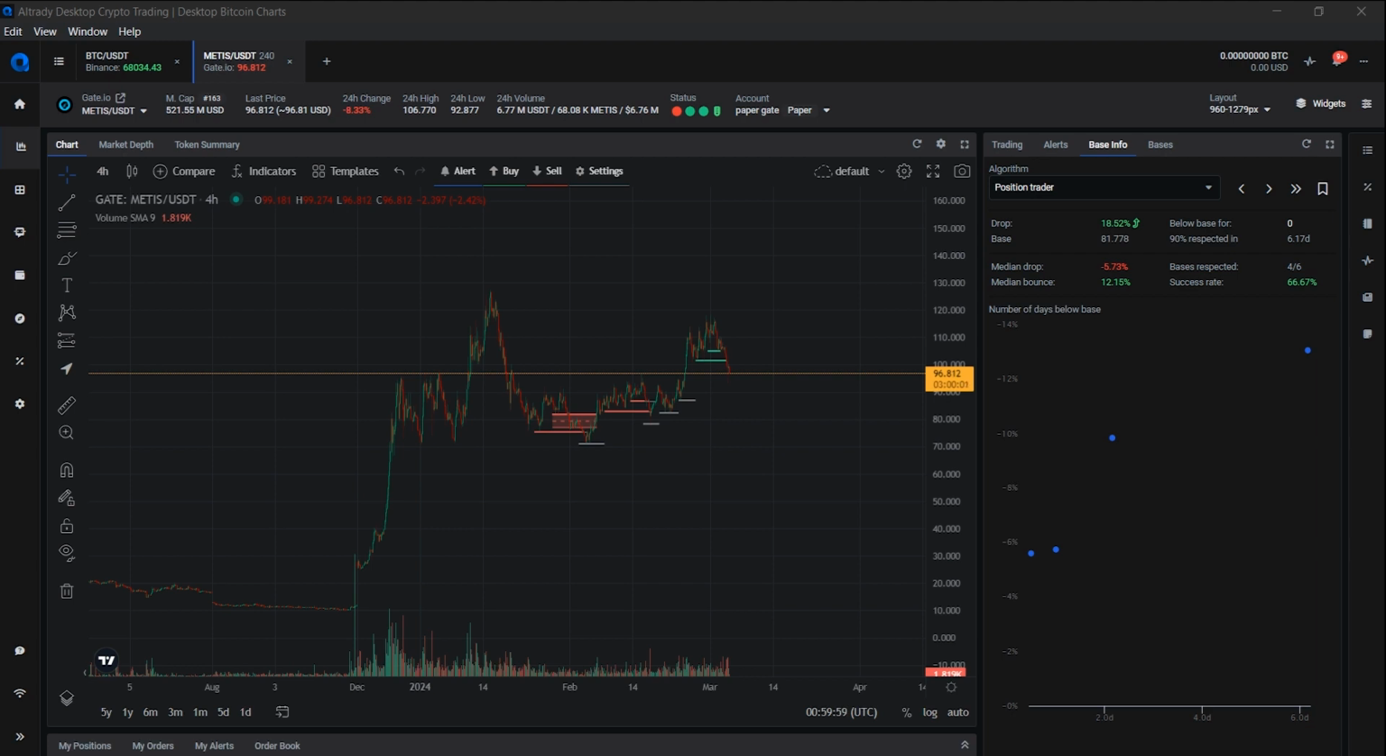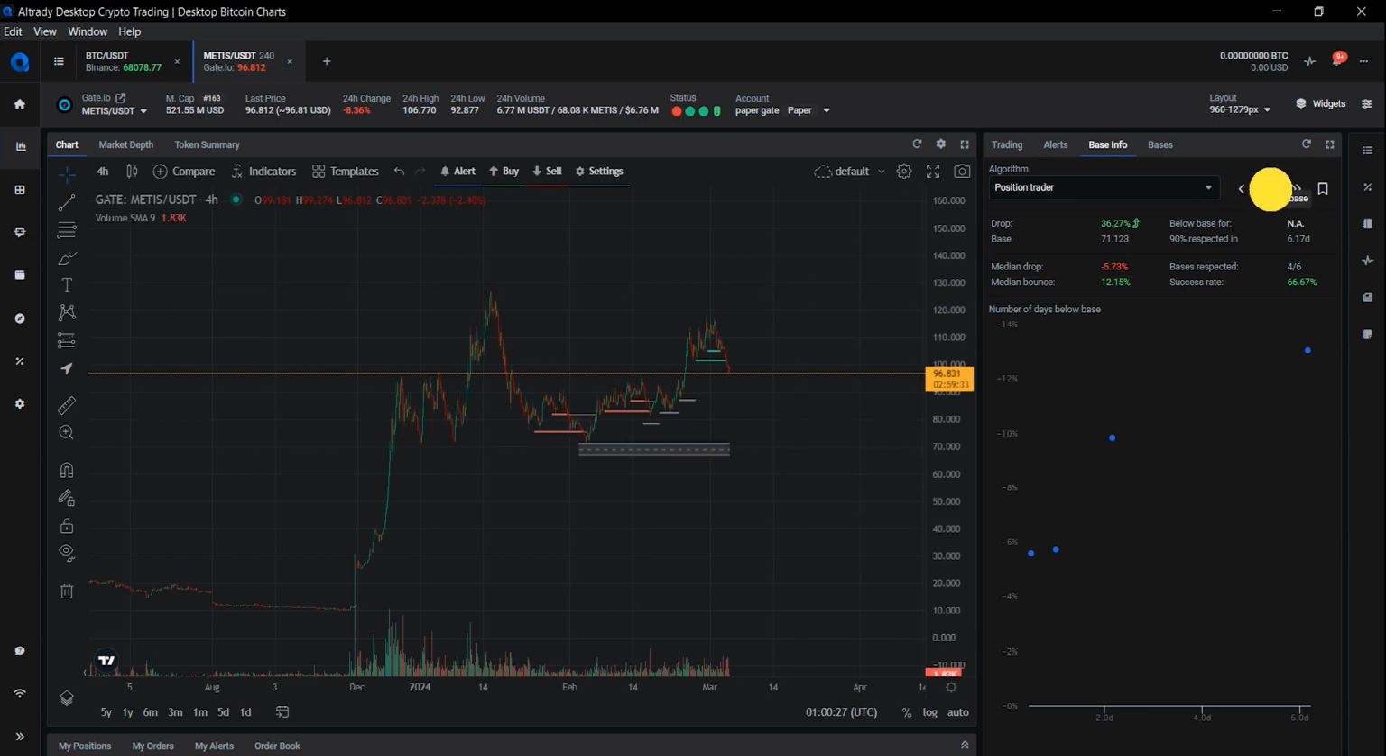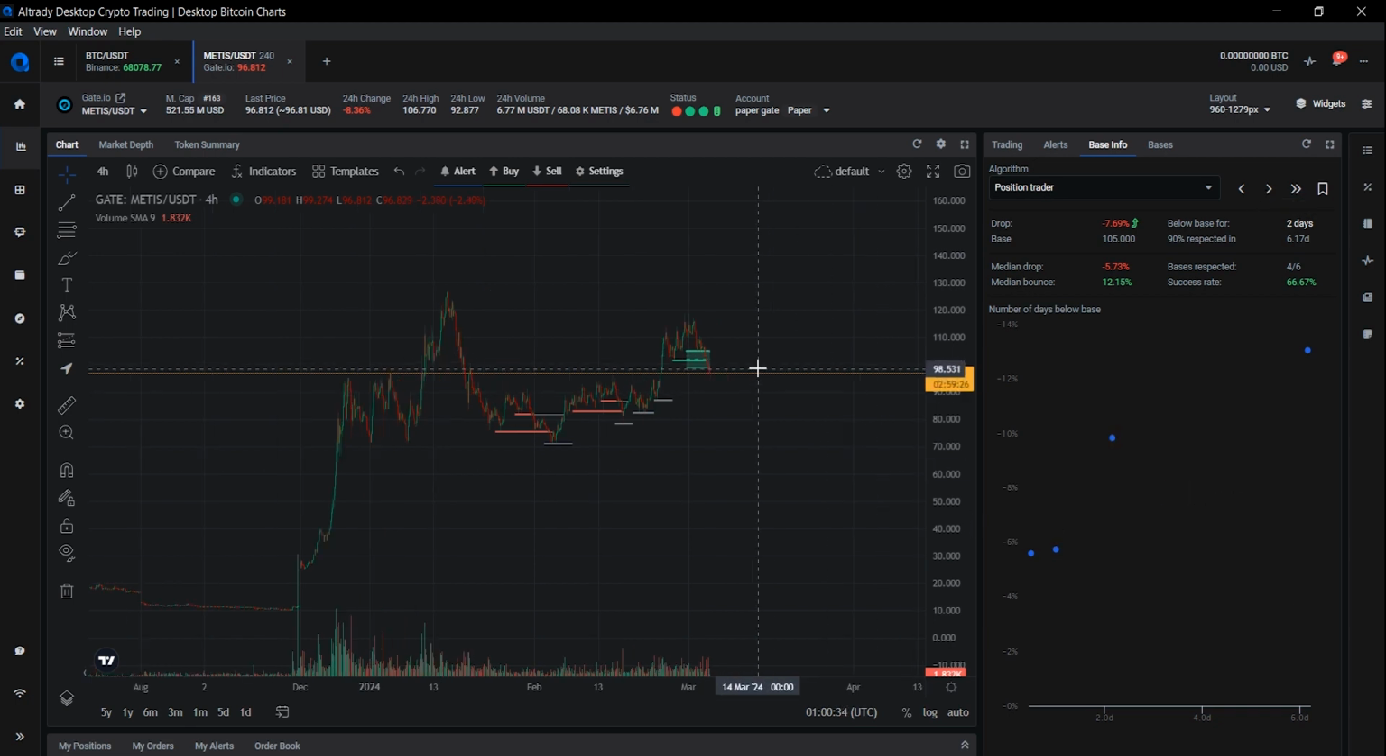Observing the current scenario, 4 out of 6 bases were respected according to the base info analysis, indicating a success rate of 66%, conducive to manual-based trading with Altrady bases. The median drop is calculated at 5.73%. In this market, it's observed that 2 bases are typically breached before being respected.